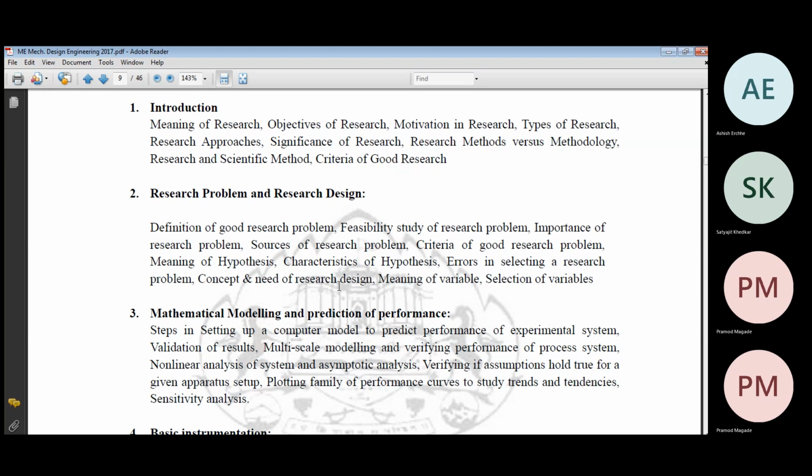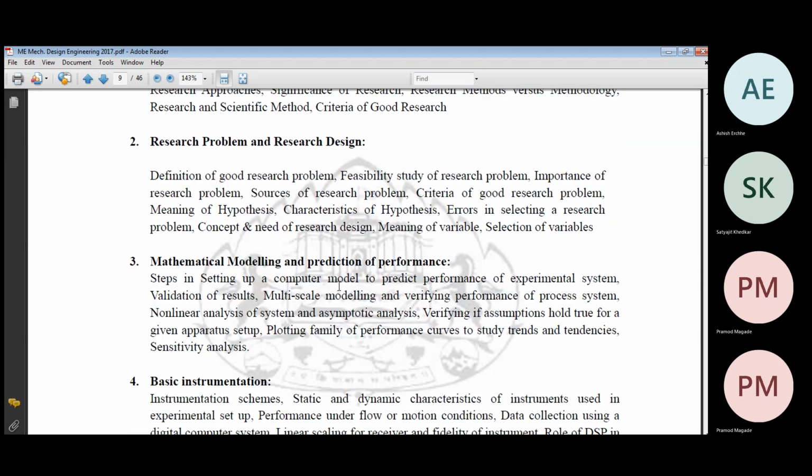Okay, now unit number 3, we'll see mathematical modeling and prediction of performance. In this case, we are going to learn why mathematical modeling is required and how it affects the performance. That also we are going to check here. It means the mathematical modeling is required on the basis of design, calculation and analysis. Why mathematical modeling is required, that we must know first.